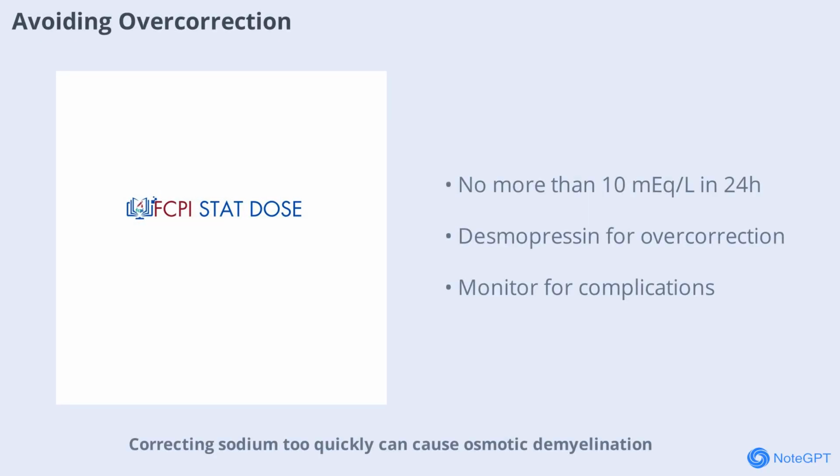Correcting sodium too quickly can cause osmotic demyelination, a serious neurological complication. To prevent this, sodium should not increase by more than 10 mmol/L in 24 hours or 18 mmol/L in 48 hours. If overcorrection occurs, immediate treatment with desmopressin or 5% dextrose in water may be needed to lower sodium safely.